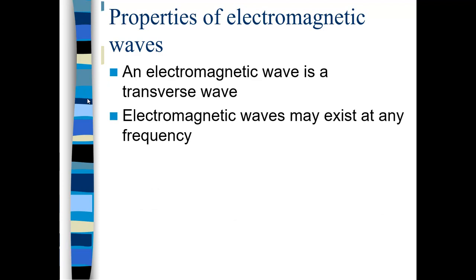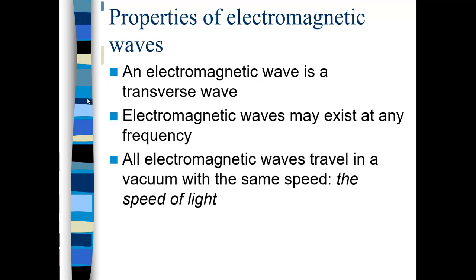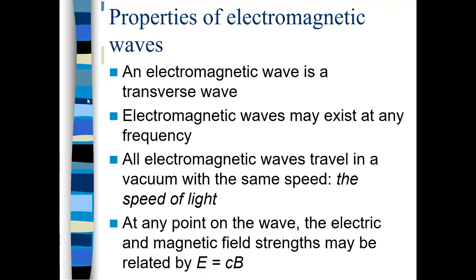And electromagnetic waves can exist at any type of frequency. Okay, so you can have a very, very high frequency or a very, very low frequency. And all electromagnetic waves travel at the speed of light. Okay, and at any given point in the wave, the electric and magnetic field strengths may be related to c, the speed of light. So the electric field is equal to the magnetic field times c, the speed of light.